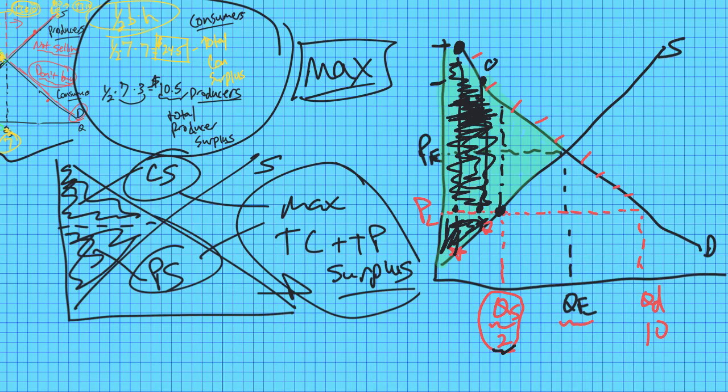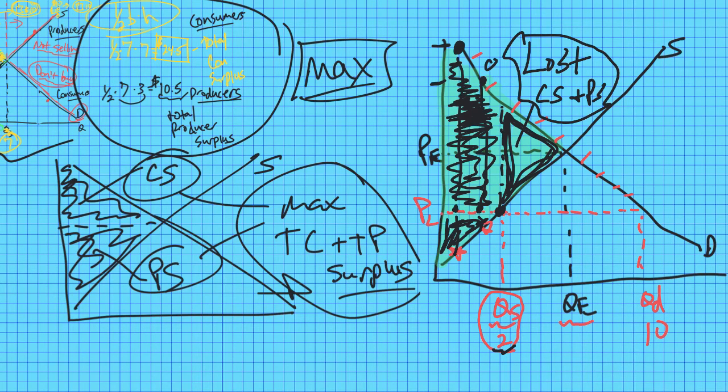So if you notice this area right here, this used to be producer and consumer surplus. But those exchanges aren't taking place anymore. These are lost exchanges that are not taking place because the price is too low. So we call this lost consumer surplus and producer surplus. There's an actual term that we use to describe that. It's called deadweight loss. So that term is used to describe lost producer or consumer surplus.